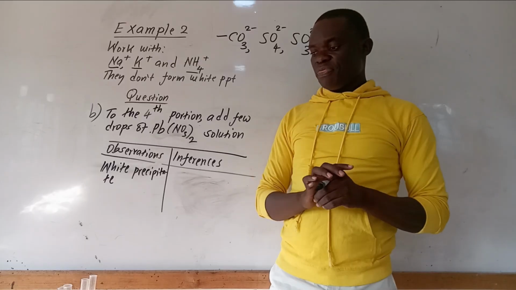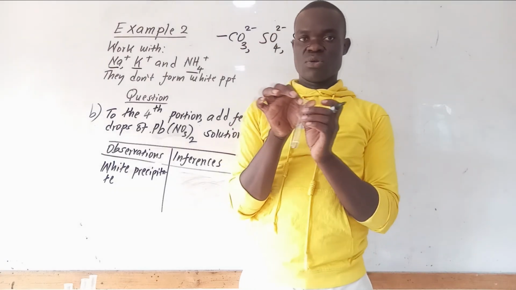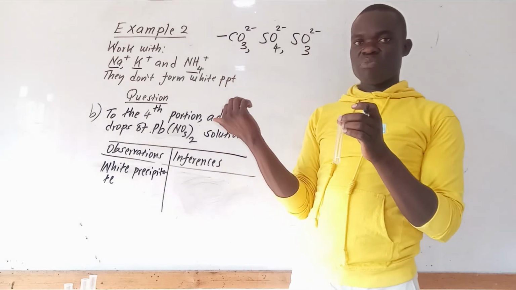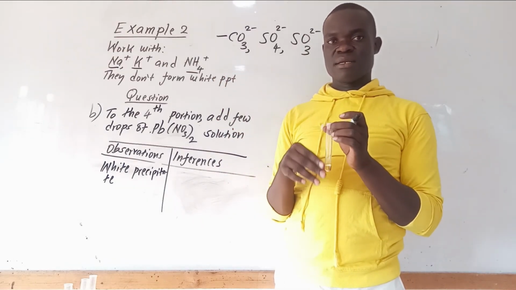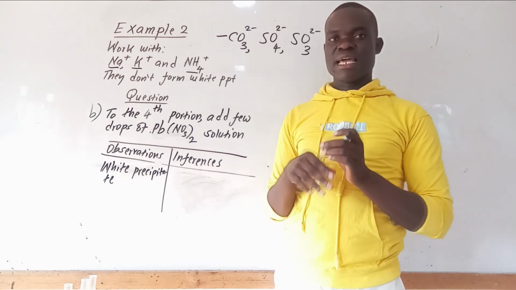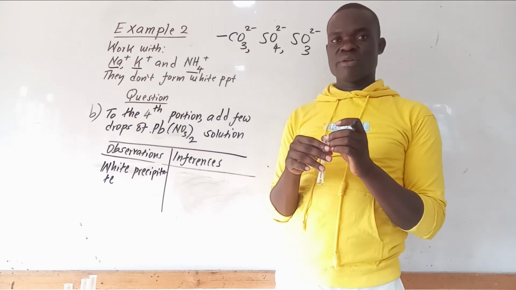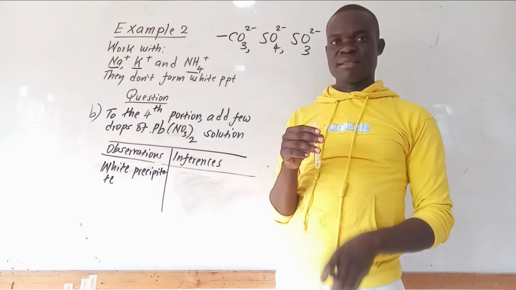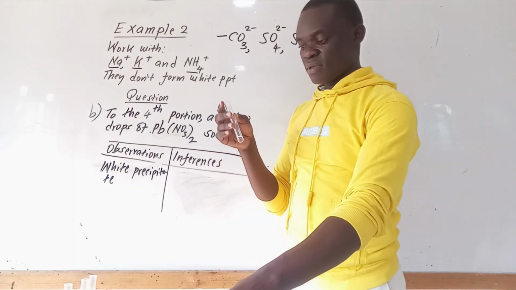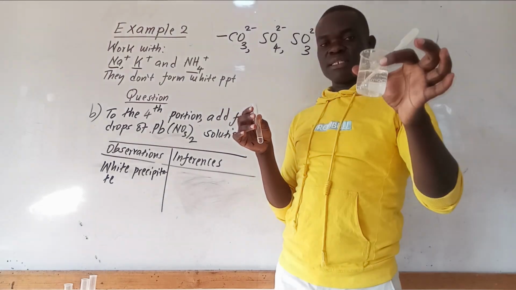So to the fourth portion, let's take the fourth portion of the solutions. We want to add lead nitrate. In the third portion, we added barium nitrate. There was no white precipitate. It means carbonate, sulfate, and sulfite ions were all absent in that solution. So we want to add lead nitrate to confirm if chloride ion is present among the four anions. So this one is lead nitrate solution.